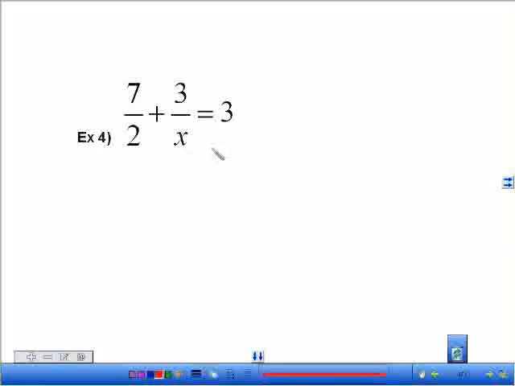You try this one and then come back and check your answer. I'll help you out a little bit here. Remember, equals 3 can be expressed as 3 over 1, so that might help you in looking at the problem.